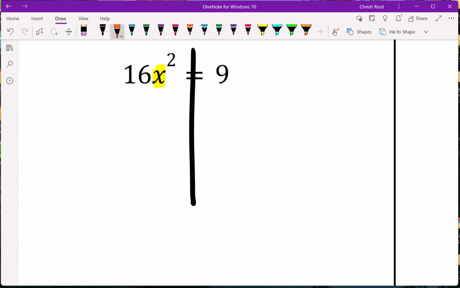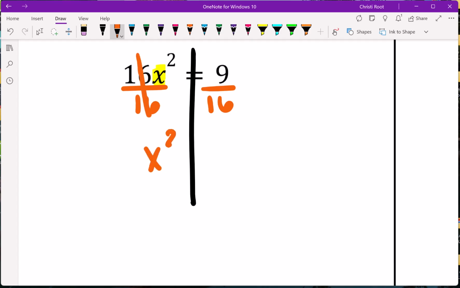Now, the other day I had a student tell me that I needed to subtract 16. Is that right? Should I subtract 16? No. What we want to do is divide. And the reason we divide is because we look at the relationship between the 16 and the variable: 16 times x. So we want to do the inverse of that.